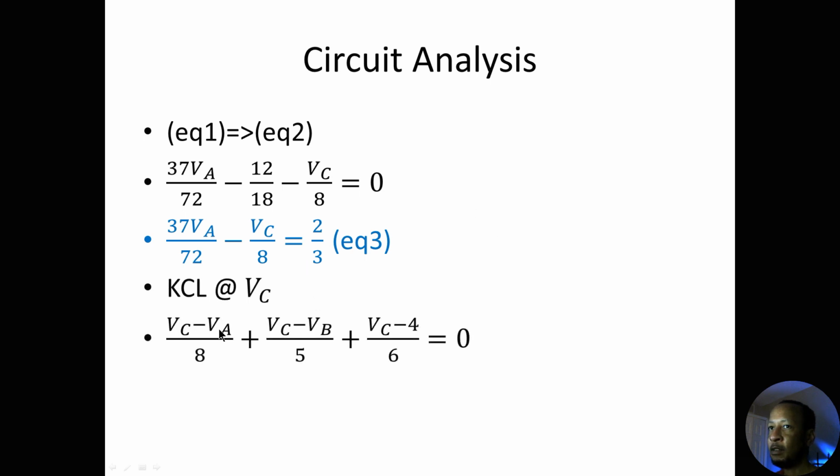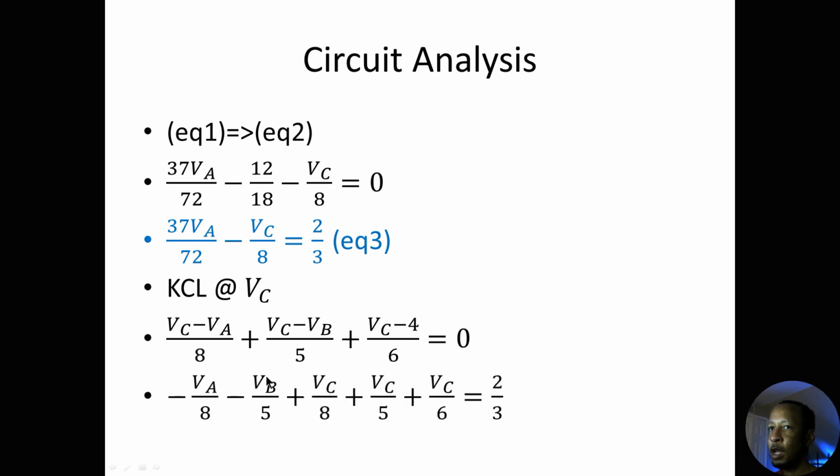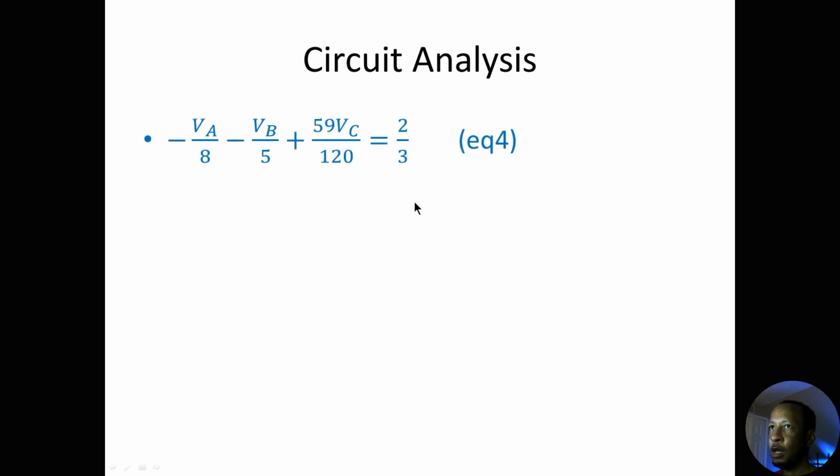Next, KCL at VC. We have VC minus VA over 8 plus VC minus VB over 5 plus VC minus 4 over 6 equals 0. And then next we have negative VA over 8 minus VB over 5 plus VC over 8 plus VC over 5 plus VC over 6 equals 2 over 3. Next we have negative VA over 8 minus VB over 5 plus 59 VC over 120 equals 2 over 3.